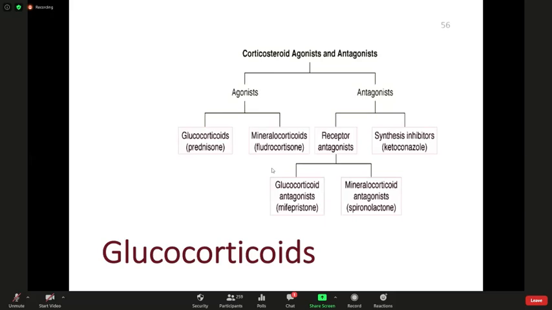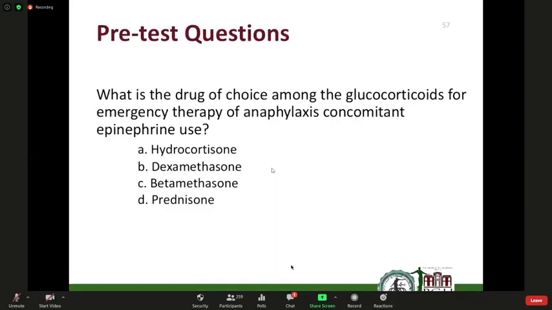So we'll take in a few questions before I begin. So let's say first, among the steroids, what is the drug of choice for emergency treatment after anaphylaxis concomitant with epinephrine?